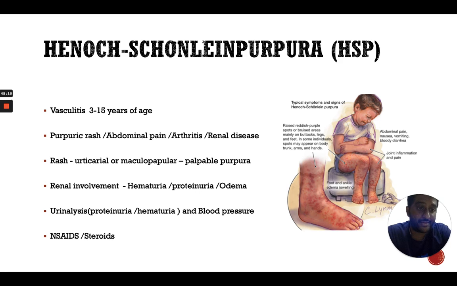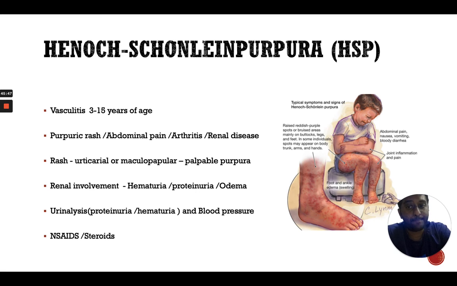Again, it is a vasculitis. Typical age is 3 to 15 years. The typical triad is a purpuric rash on the legs and the buttocks, with abdominal pain and arthritis. That means abdominal pain, joint pain, and rash. Think of HSP. It can also cause renal disease. The rash is not always purpuric. It can start as urticarial or maculopapular, then become a purpuric rash.